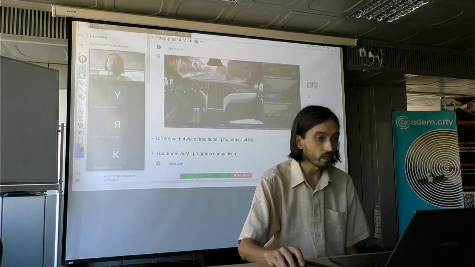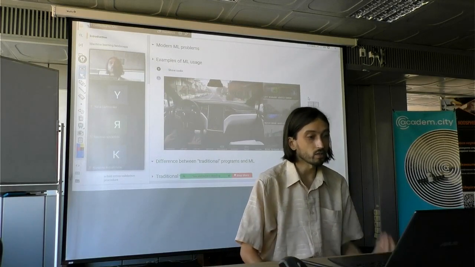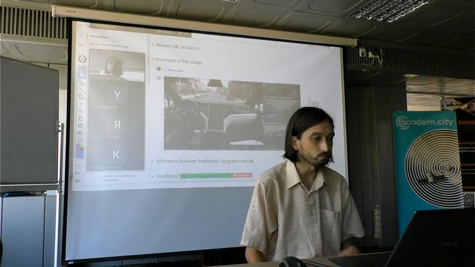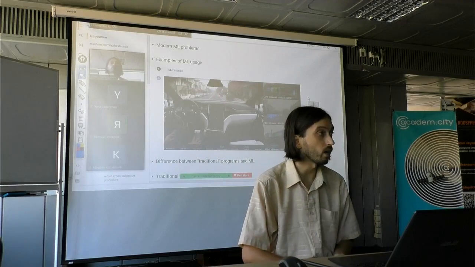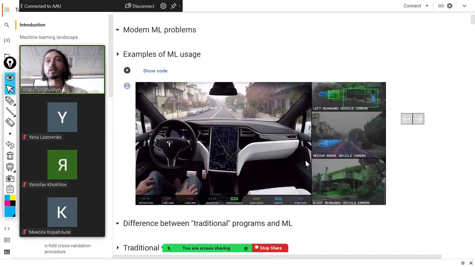So probably I don't need to tell you that machine learning is now getting into almost all branches of our life. Here is an example of a Tesla automobile, a so-called self-driving car. Machine learning methods are able to detect some sort of objects and make this car drive through the street without getting into trouble.